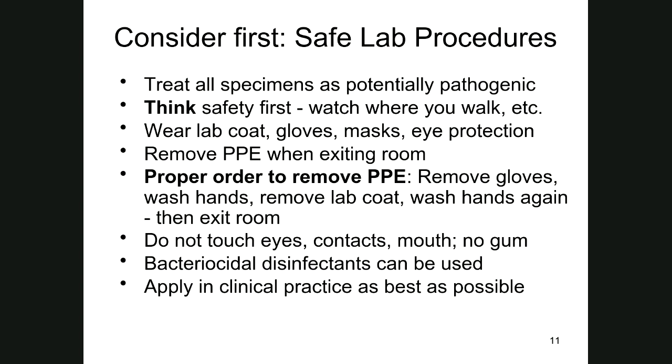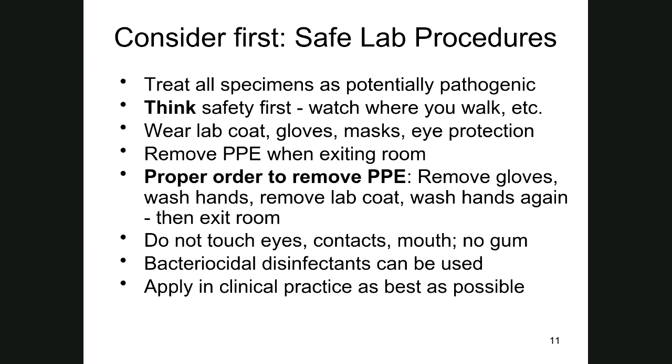Well, the very first thing, this is in Unit 1, Chapter 1 area, is safe lab procedures. The very foundation of working in a veterinary laboratory is to treat all specimens as if they're potentially pathogenic. So pathogenic means they can pass disease. You always want to think safety first. Watch where you walk. Don't trip over a cord.